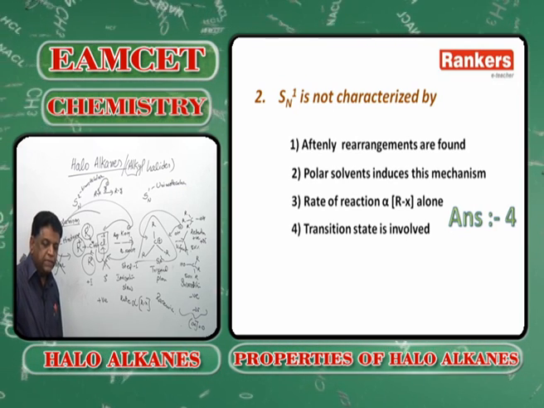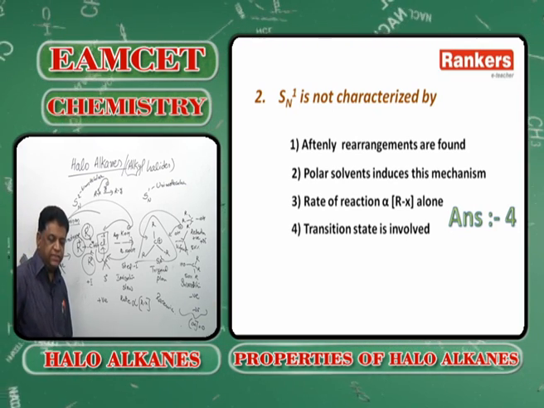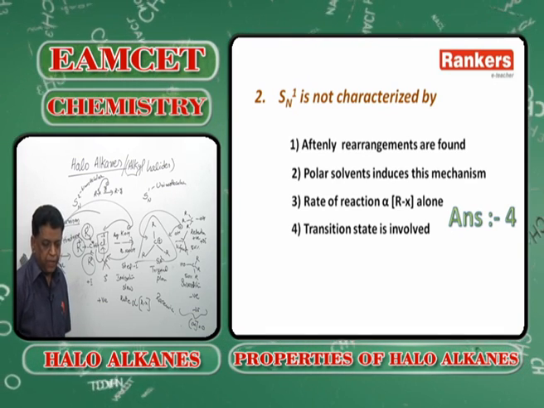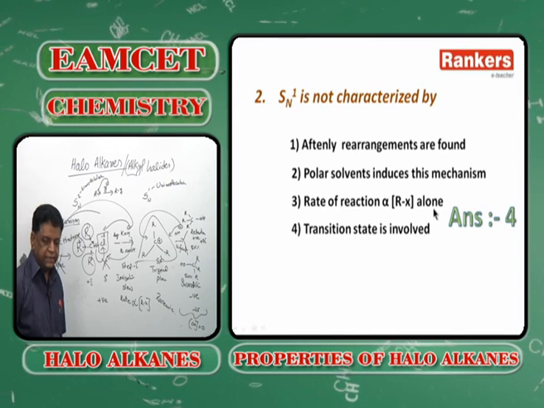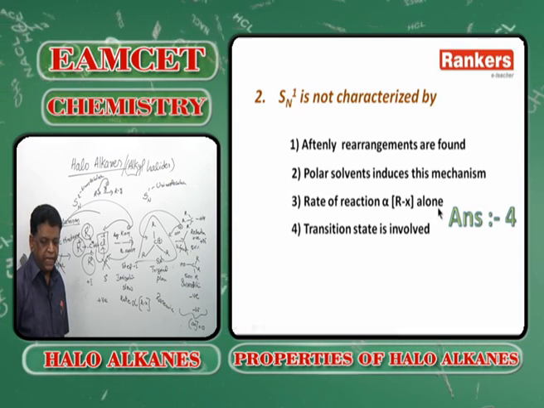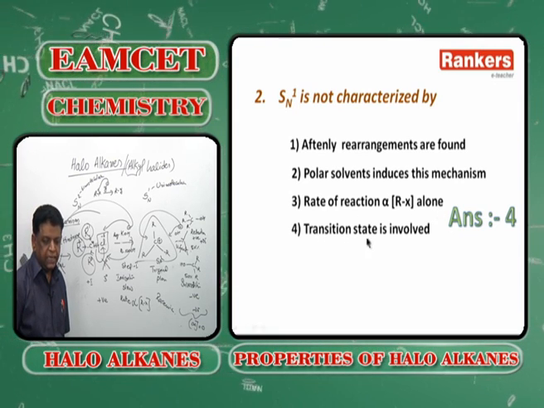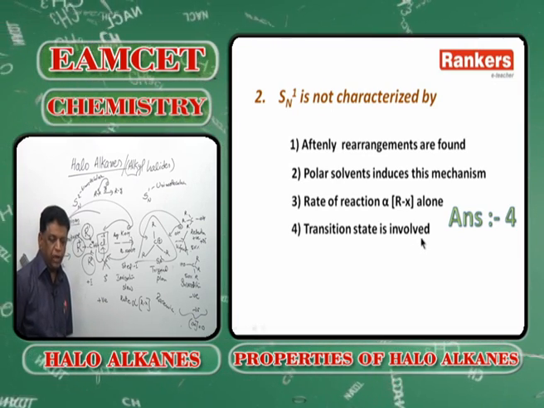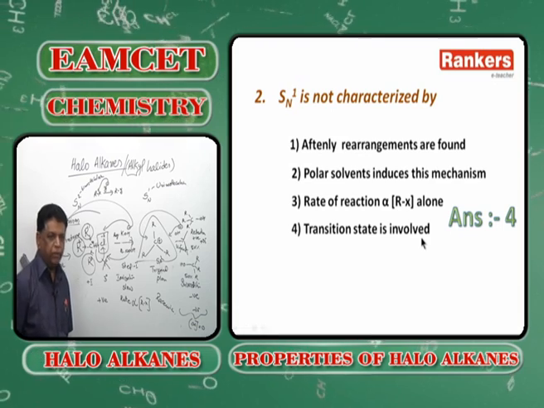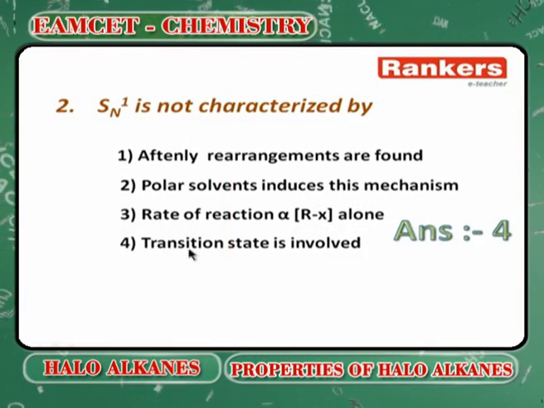Therefore, ions lead to this polar solvent induction property. Rate of reaction is directly proportional to only RX. Yes, this is also one of the features of the SN1. Transition state is involved, that is wrong. Intermediate carbocation, the fourth one is the wrong one. Fourth one is the wrong one. Next.